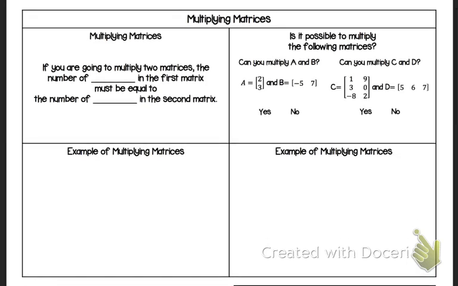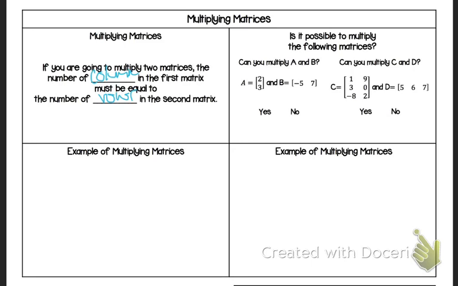Okay, so just to review, multiplying matrices. If you're going to multiply two matrices, the number of columns in the first matrix must be equal to the number of rows in the second. Okay, and an example of multiplying matrices.